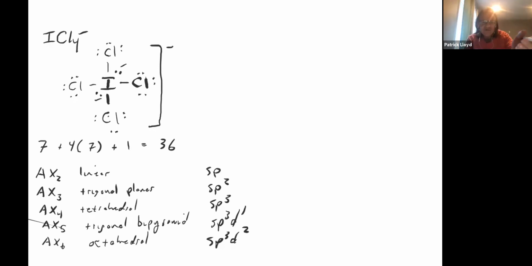But notice this one doesn't have 6 surrounding atoms. It only has 4. So why isn't it tetrahedral? Because of those lone pairs. The lone pairs are also part of the hybridization. So if you have AX4E2, then that is also going to be SP3D2 because you have a total of 6 electron groups. Okay, so it's going to be SP3D2.